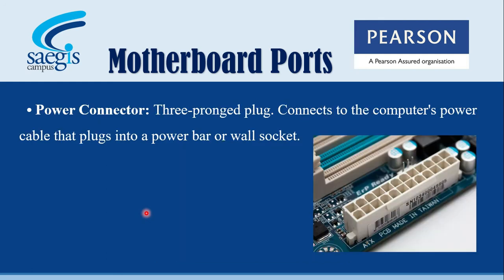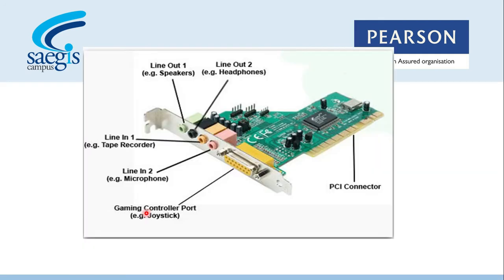Then this is the power connector. Using this we can connect the power supply cable to the motherboard, and this is a three-pronged plug, which connects the computer's power cable into a power bar or a wall socket. Again, this is some view of a motherboard with the connectors. Here you can see the PCI connector, here the game controller ports, and here are the sound card ports.